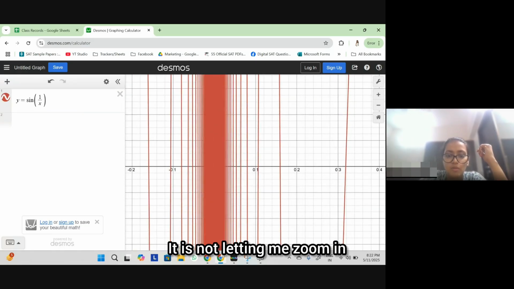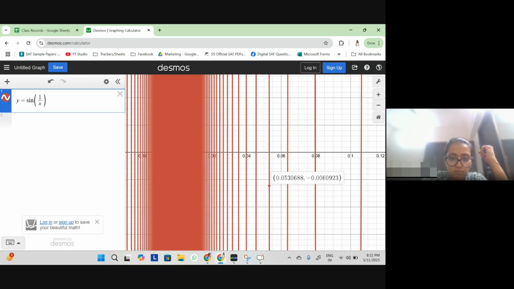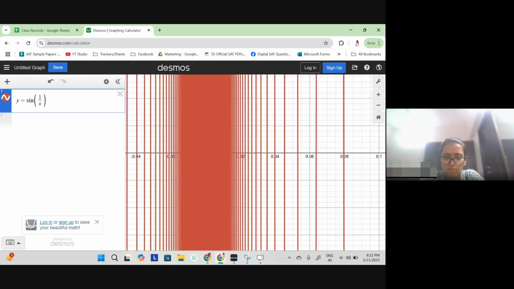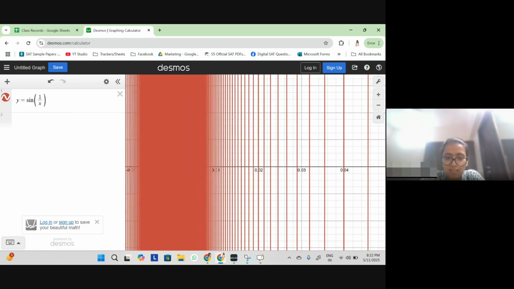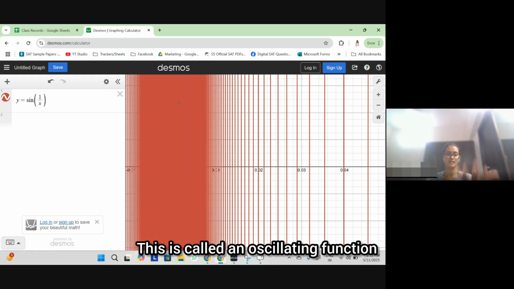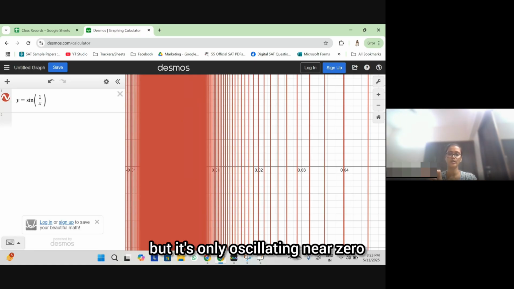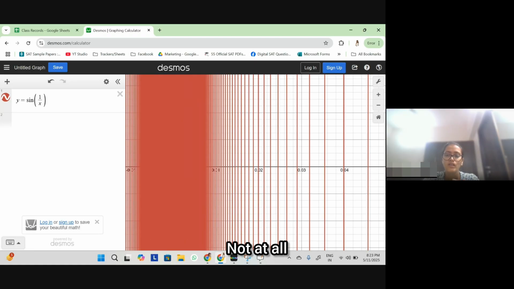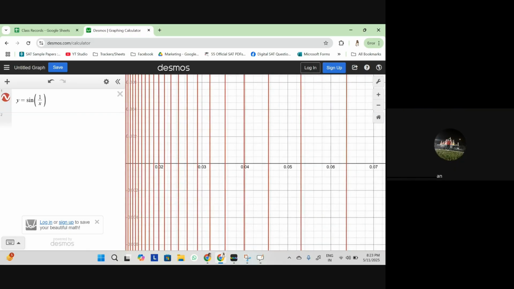It is not letting me zoom in. Oh, it is. You can see this, and this is like zoo, zoo, zoo, zoo. So what is exactly happening at 0? This is called an oscillating function, but it's only oscillating near 0, not at all the points.